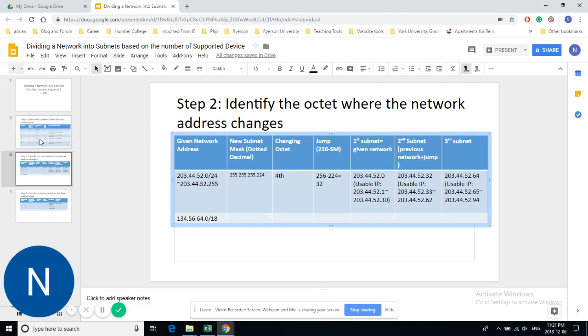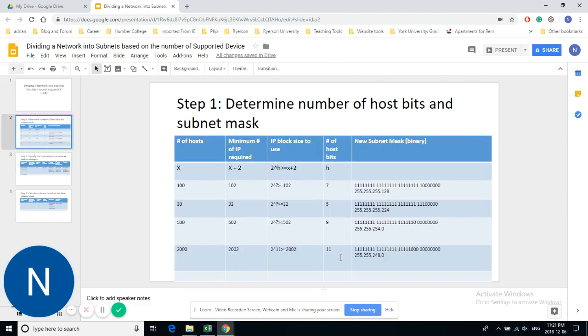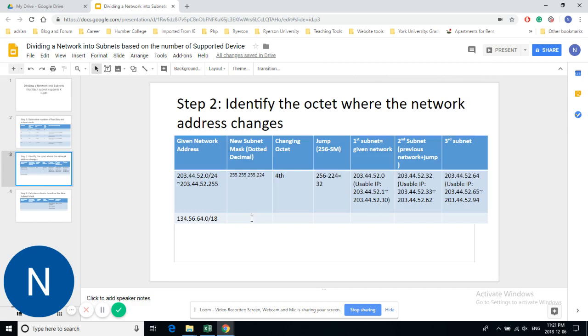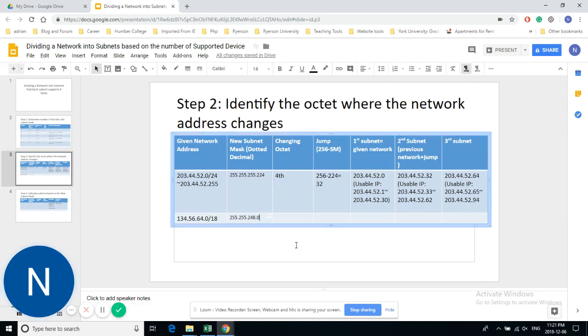Now I will go back to where we calculated the subnet mask that supports 2000 hosts. If we need to have a subnet that supports 2000 hosts, this needs to be our subnet mask. So this is something you need to calculate again. And then this is going to be our subnet mask, 255.255.248. Now look, in this example, the last non-zero subnet mask is on the third octet, not on the fourth octet. So I'm marking it. This is on the third octet, just to remember. And then the jump is on the third octet now. Jump on the third octet, 256 minus 248, which gives you a jump of 8.